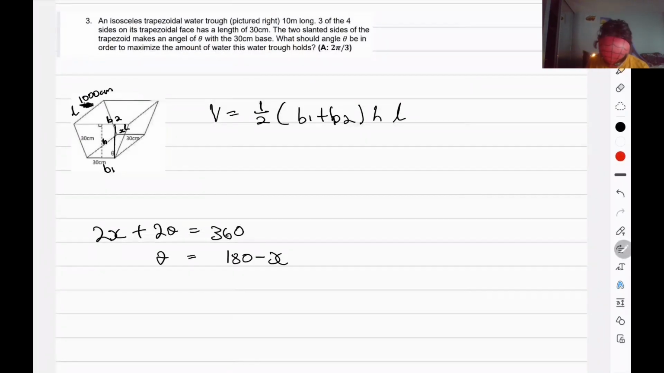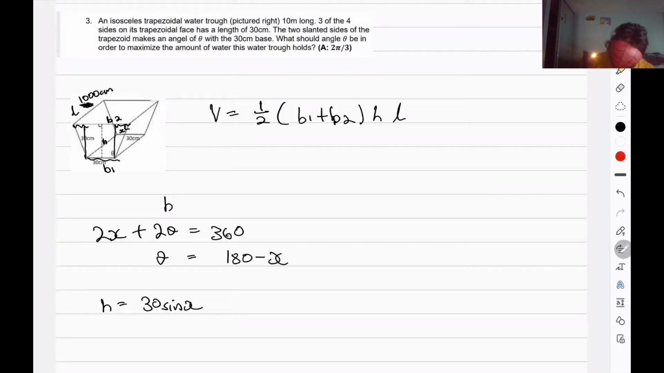Now how will x help us? Since creating this division makes a right angle triangle, the opposite side to x is the height. So we can denote the height as 30 sine x. And then there's this subsection, and there's this section too. These two lines plus 30 make up base 2.